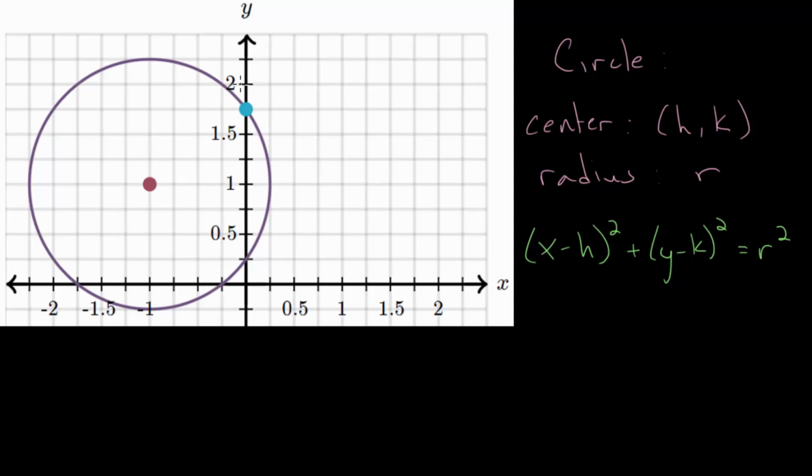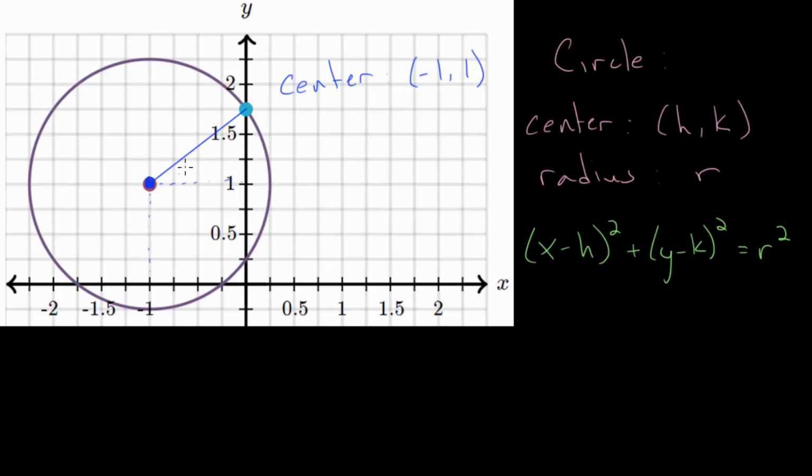To find the equation of this given circle, we need to figure out the coordinate of the center and the radius, and then we can just plug in those values. So let's start by drawing the radius here. It's the distance from the center to the edge of the circle. We can also figure out the coordinate for the center of the circle. Notice it has an x value of -1 and a y value of 1. So we can say that the center of the circle is at (-1, 1).